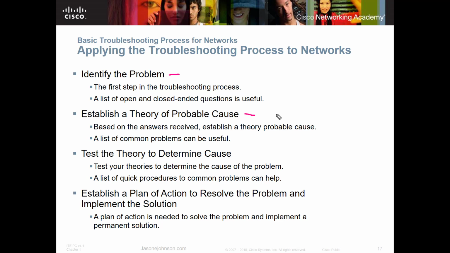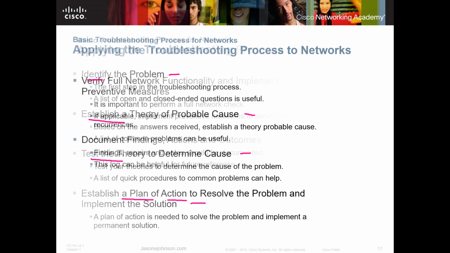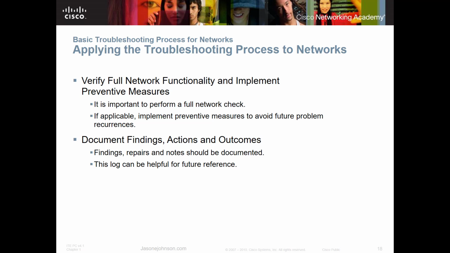Now, basic troubleshooting processes are just like what we've already learned in previous videos. You want to identify the problem, establish a theory of probable cause, and test the theory to determine the cause. Then you want to establish a plan of action to resolve the problem and implement the solution. So we've already learned these: identify the problem, establish a theory, test the theory, establish a plan of action, and then verify full network functionality, implement preventative measures, and then document everything, so that you know what happened and can prevent it from happening in the future.